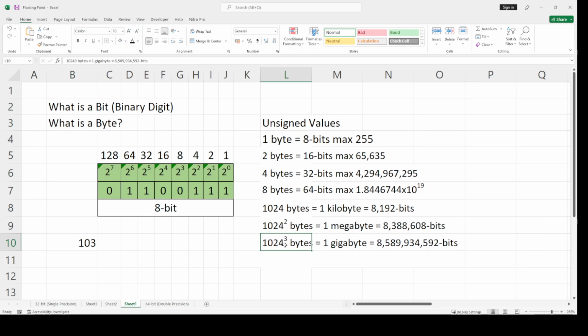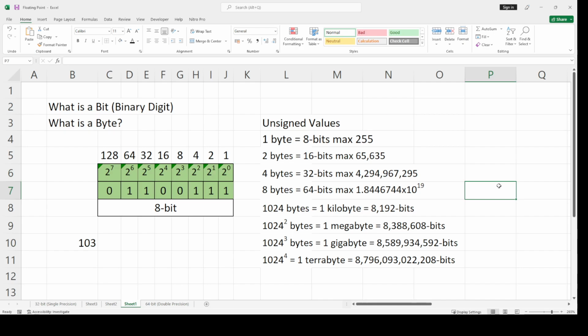1 gigabyte is 1,024 raised to 3, and that is 8,589,934,592 bits. So this is how computers read, and this is very, very beautiful in computer systems. Finally, in 1 terabyte, that is 1,024 raised to 4, and that is 8 trillion 796 billion 93 million 22,208 bits. So imagine how many numbers you can get in 1 terabyte.